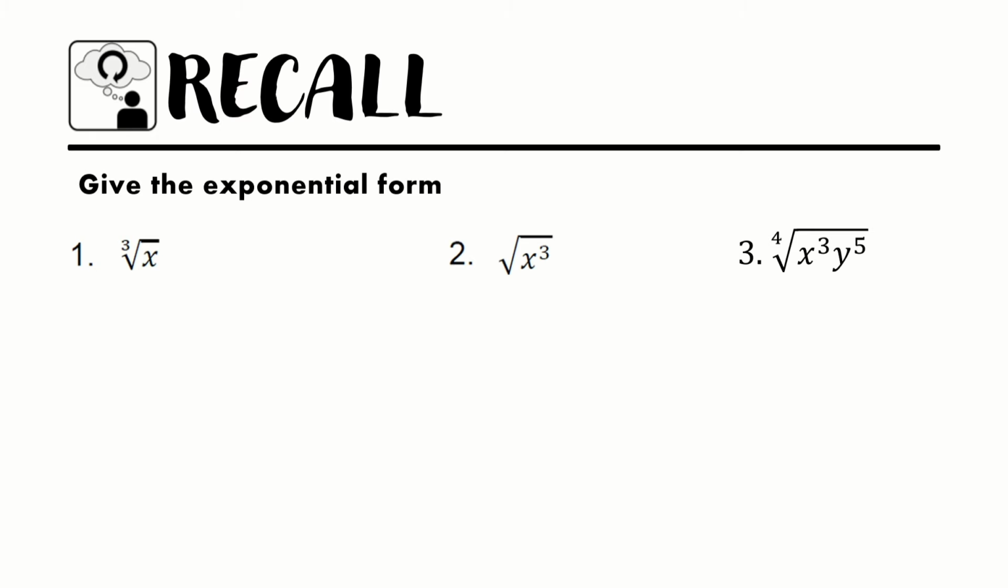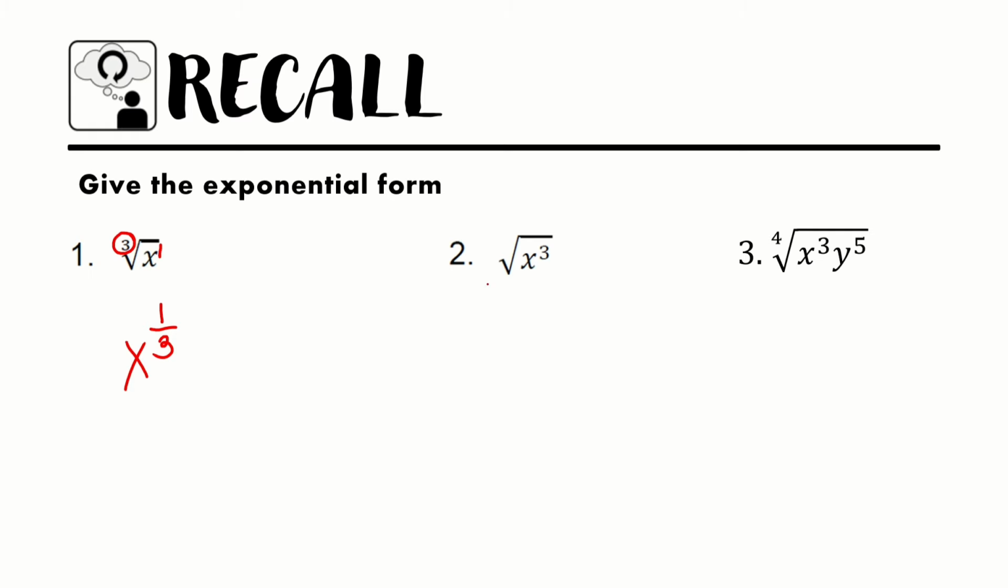Last week, we also discussed how to transform radical form into exponential form. So let's try to answer these 3 simple problems. If we're going to transform the cube root of x into exponential form, first we copy the base again, and then the exponent here is 1, so this will serve as the numerator of the fractional exponent. So that's 1 over the index, which will serve as the denominator of the fractional exponent. So the answer is x raised to 1/3.